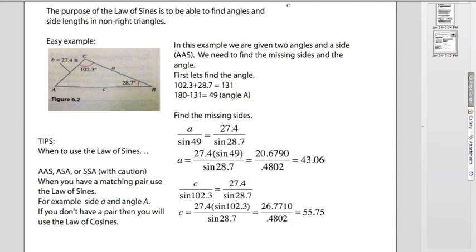And of course, 27.4 is B, 43.06 is A, and C is 55.75. So that means that C is definitely the longest side, and B is the shortest side, which matches with the smallest angle for B as well. Always take a few seconds and just make sure it makes sense. That'll save you a lot of careless mistakes if you're like, oh, wait a minute, I've got the longest side with the smallest angle, and that absolutely doesn't work.